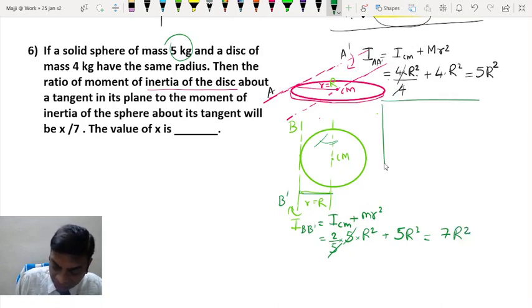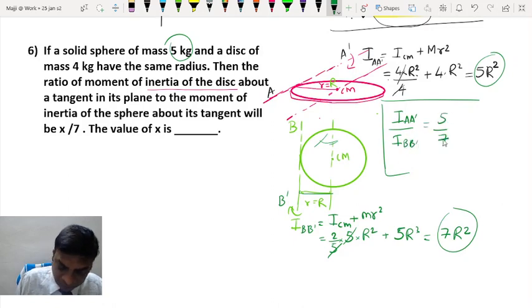So the required ratio is this is to this: the moment of inertia of the disk upon the moment of inertia of the sphere. So you get the ratio as 5 is to 7. So x is how much? x is equal to 5.